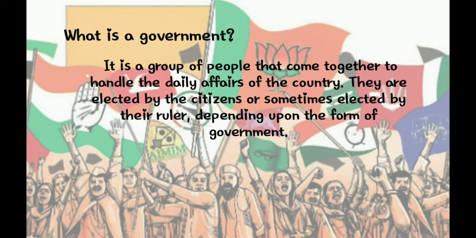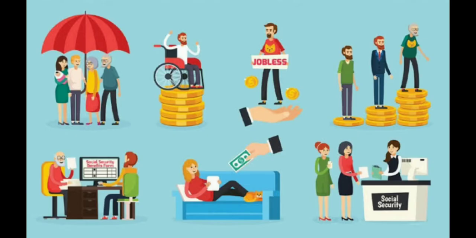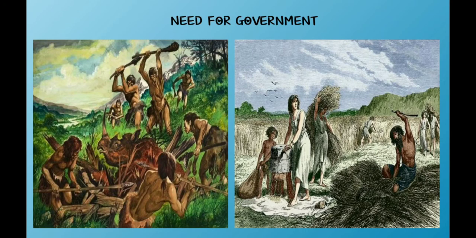What is a government? Government is a group of people that come together to handle the daily affairs of the country. The group is sometimes elected by the citizens of the country and sometimes selected by the ruler, depending upon the form of government the particular country has. Every country needs a government to make rules, regulate the society, and formulate policies for the welfare and the well-being of the people.